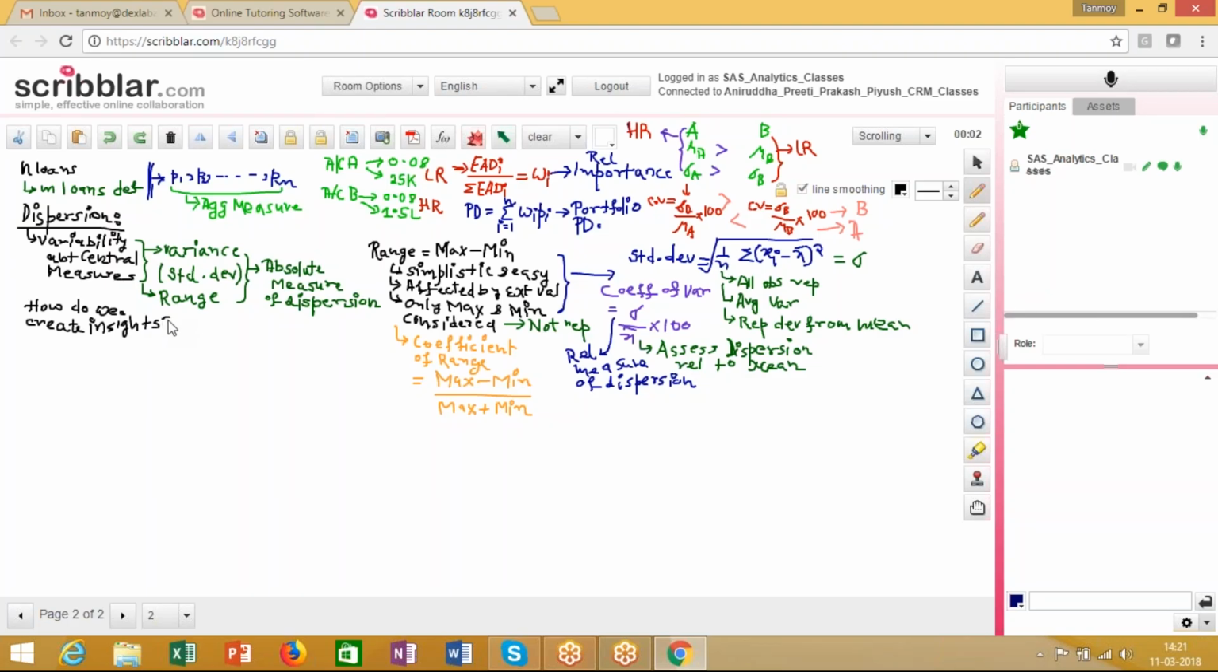Now, in most of the areas where these descriptive measures are used, the purpose is to understand the shape of a distribution. So broadly, they are used to assess the shape of a distribution.